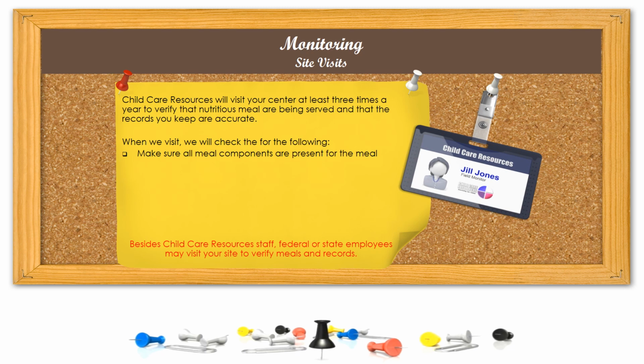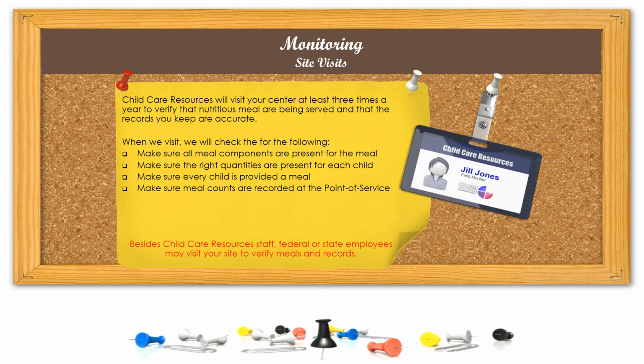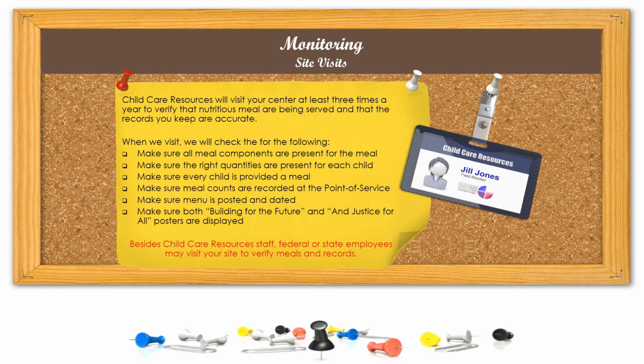We will make sure that all meal components are present for the meal, all of the right quantities are present for each child, that every child is provided a meal, that meal counts are recorded at the point of service, the menu is posted and dated. Both the Building for the Future and Justice for All poster are displayed. Besides Child Care Resources staff, federal or state employees may visit your site to verify meals and records.